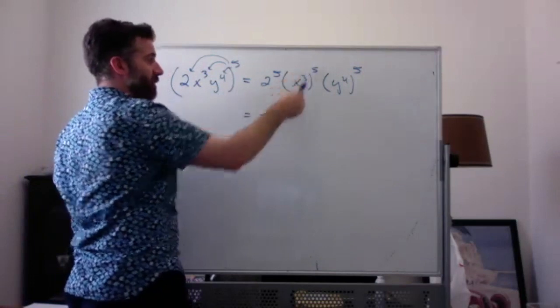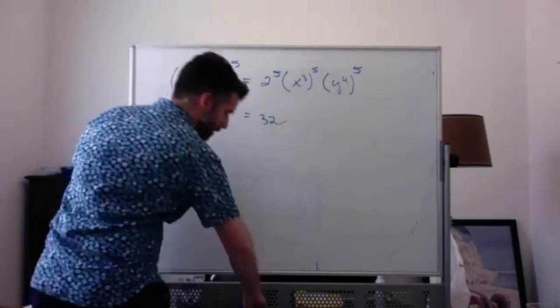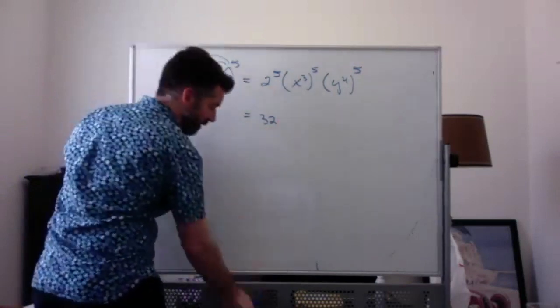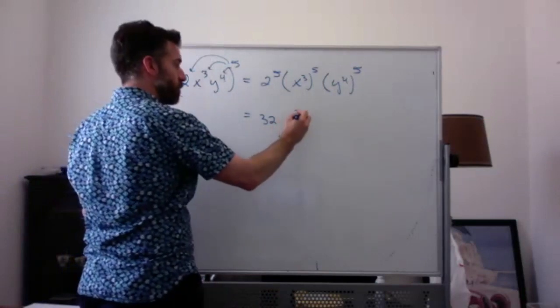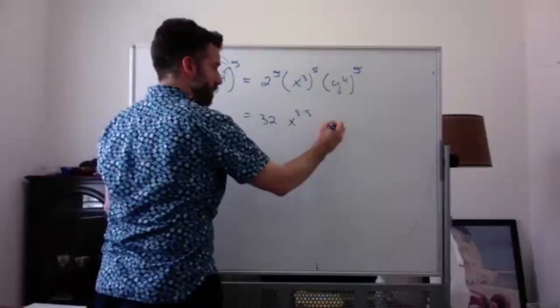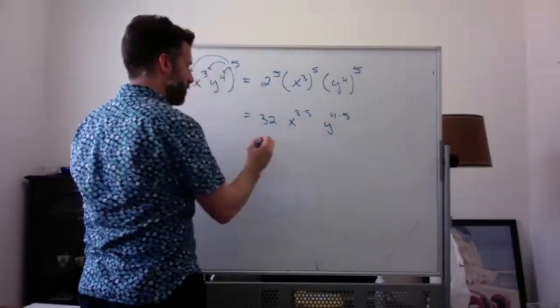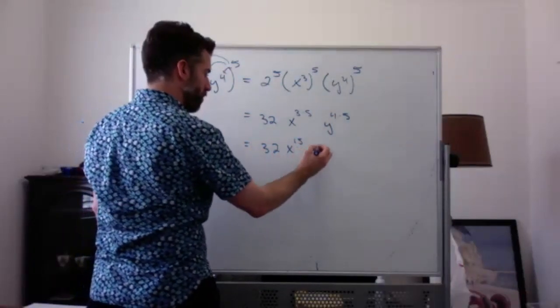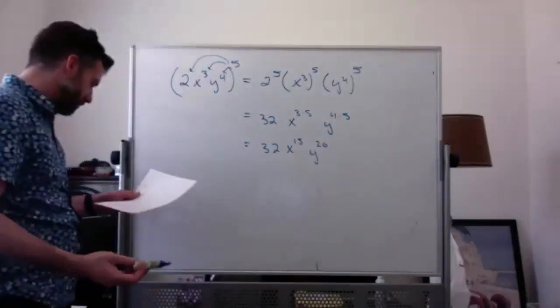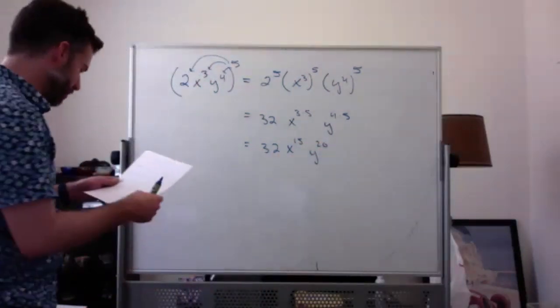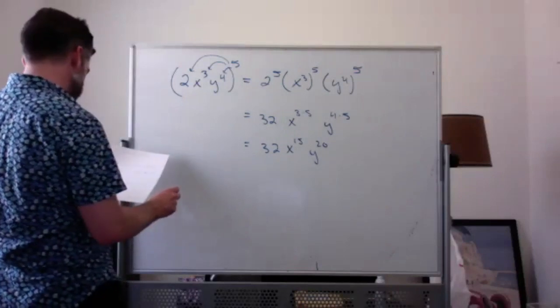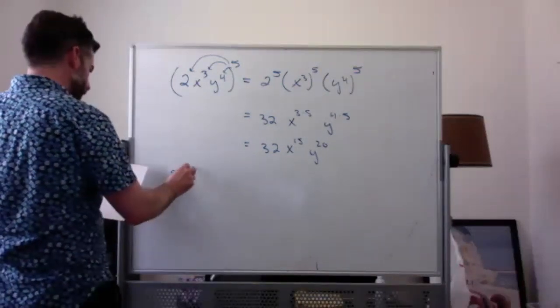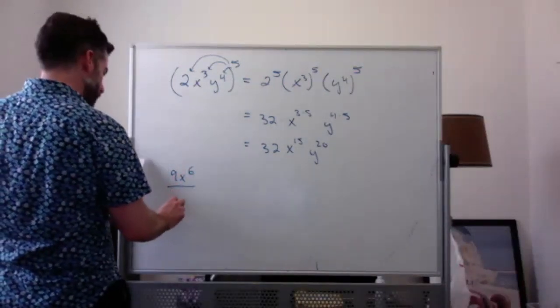X to the 3rd to the 5th, you would multiply the powers. You get x to the 3 times 5. And y to the 4th to the 5th would be y to the 4 times 5. And then you would write that as 32, x to the 15th, y to the 20th.